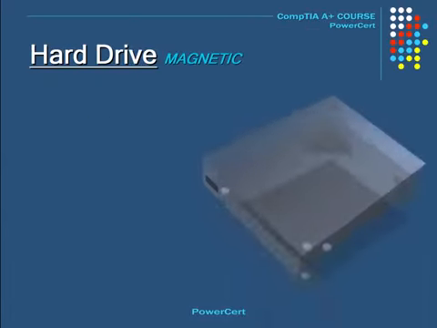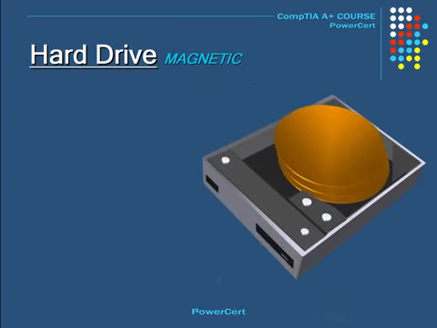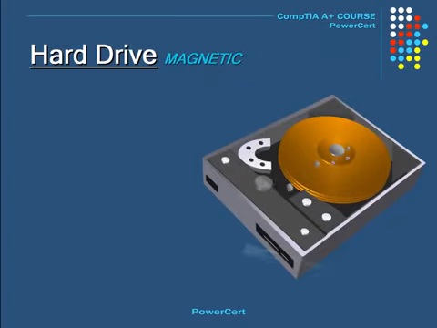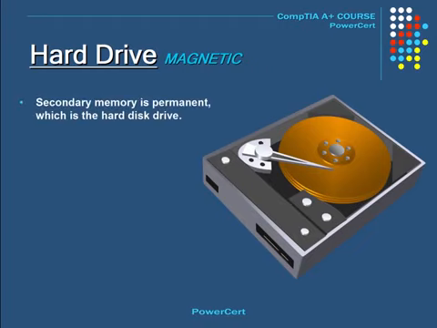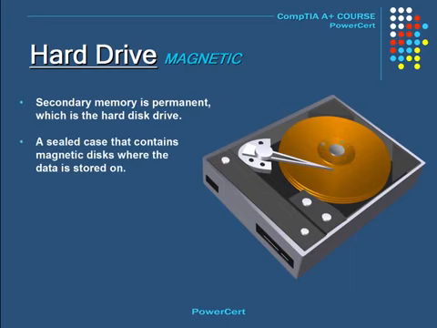A computer has basically two types of memory, primary memory and secondary memory. Now, primary memory is temporary, which we'll talk about later, but secondary memory is permanent, and this deals with the hard disk drive. The hard disk drive is a sealed case that contains magnetic disks, and these disks are where the actual data is stored. These disks rotate at high speeds, and as they do, the actuator arm will either write data to the disks or read data from the disks, depending upon what the user wants to do.